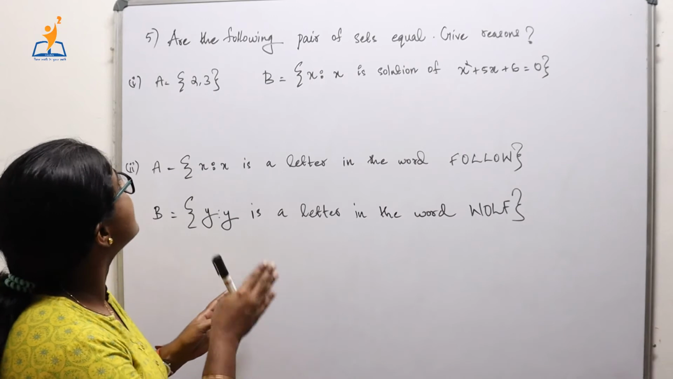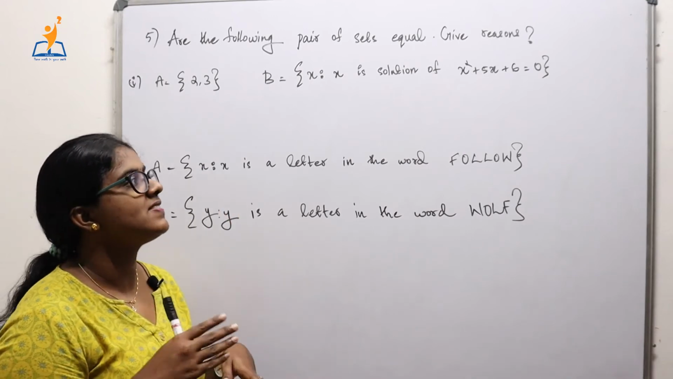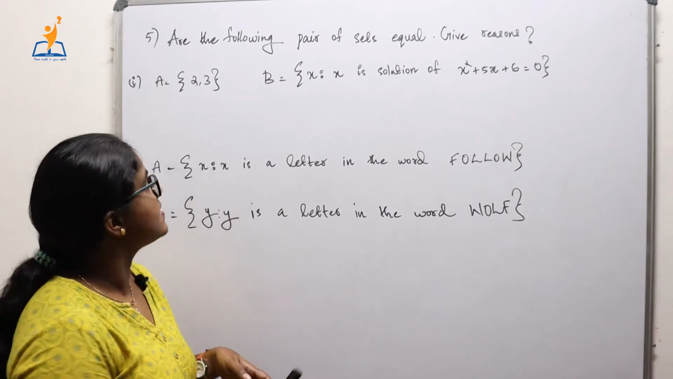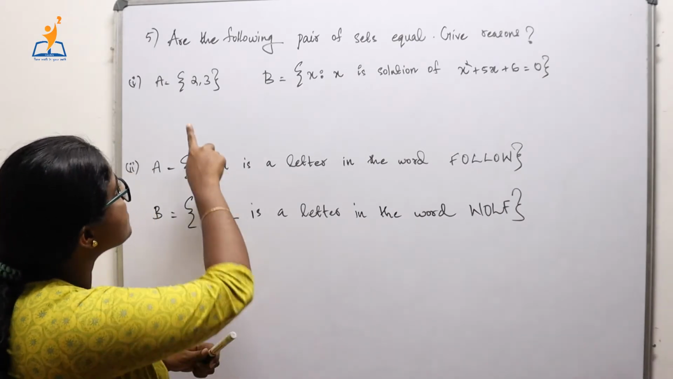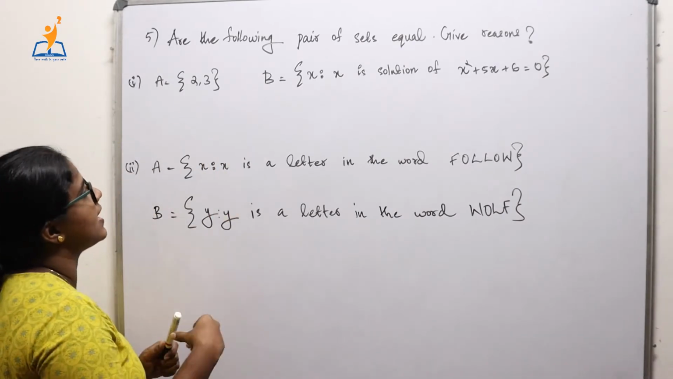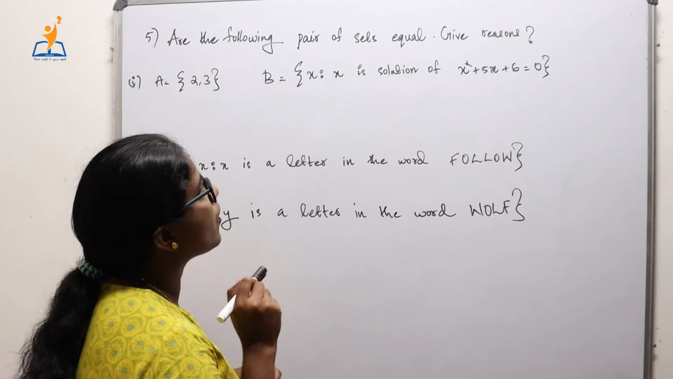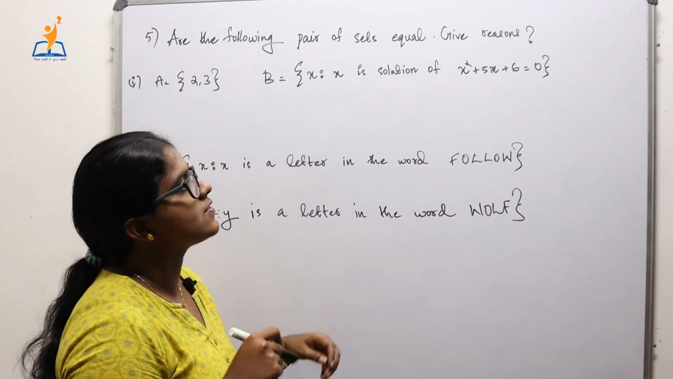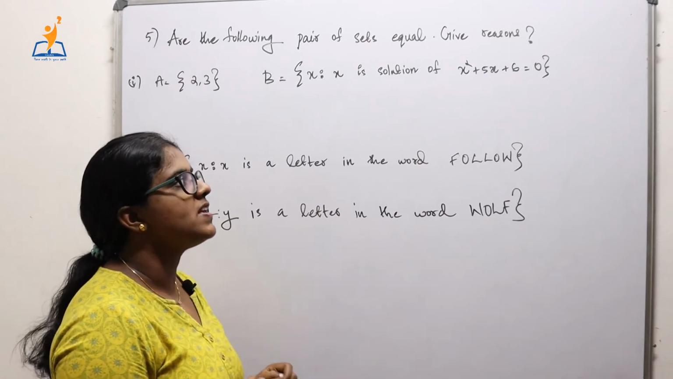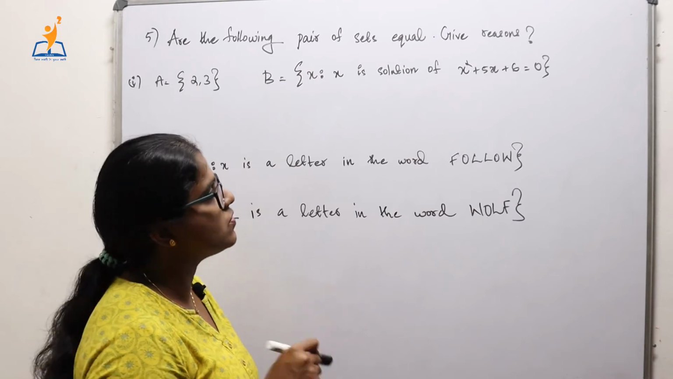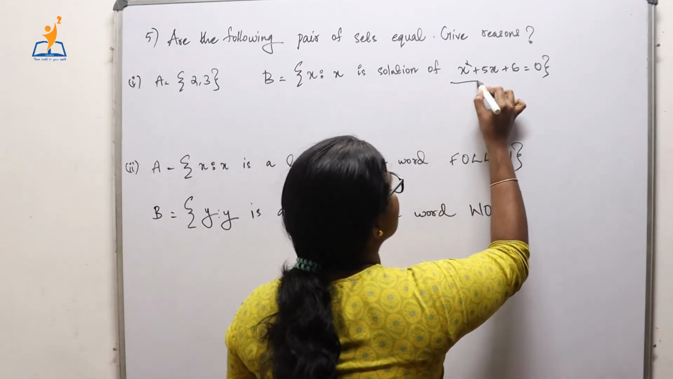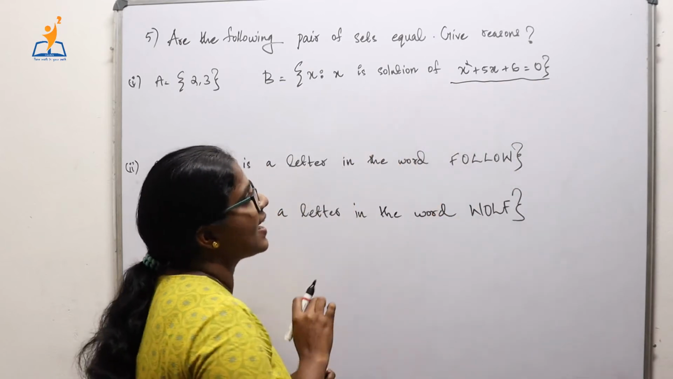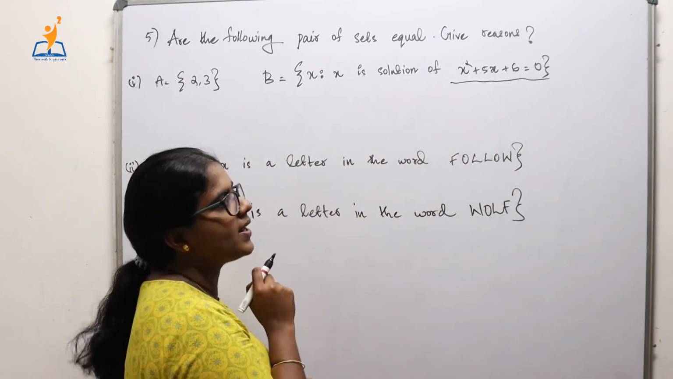Consider the fifth question. Are the following pairs of sets equal? Give reasons. The first subpart: we have set A as the set {2, 3} and B is the set of all x such that x is a solution of x square plus 5x plus 6 equals 0. So this is a quadratic equation and this set contains the solutions of this quadratic equation.